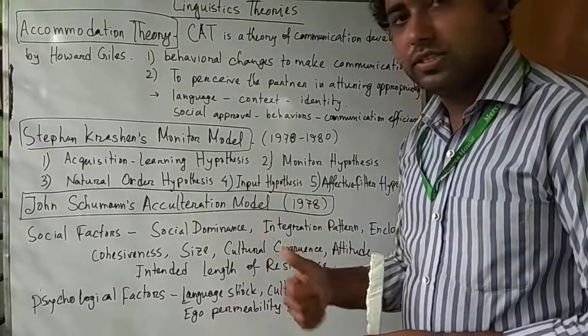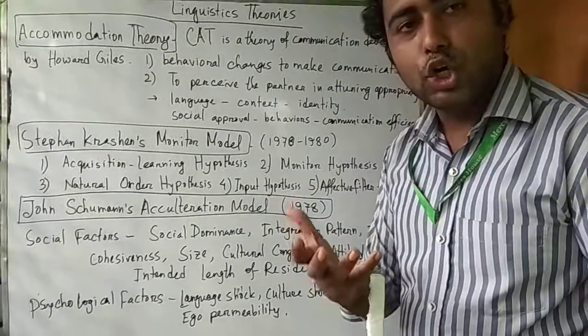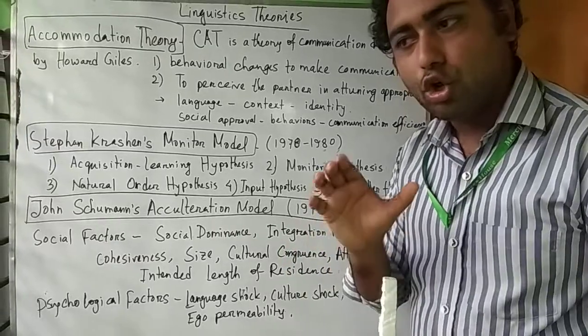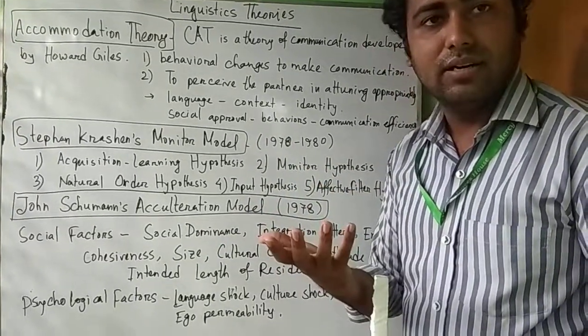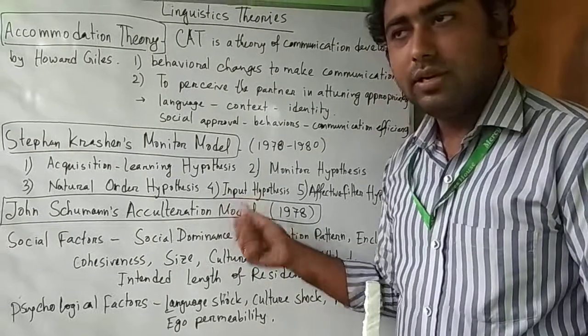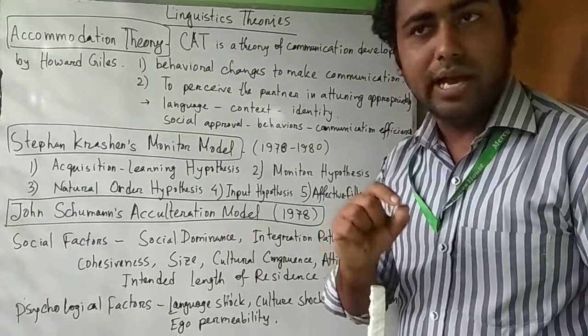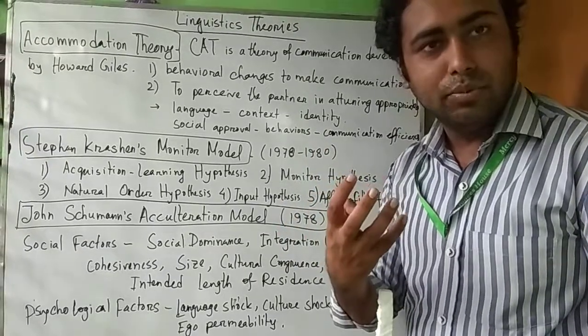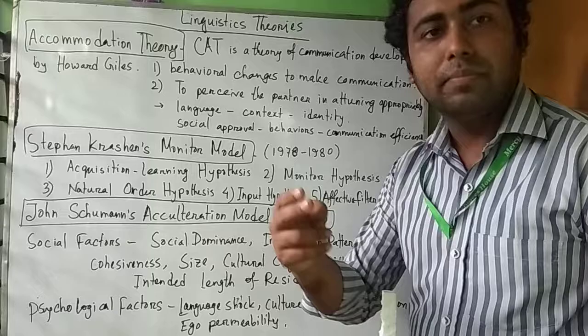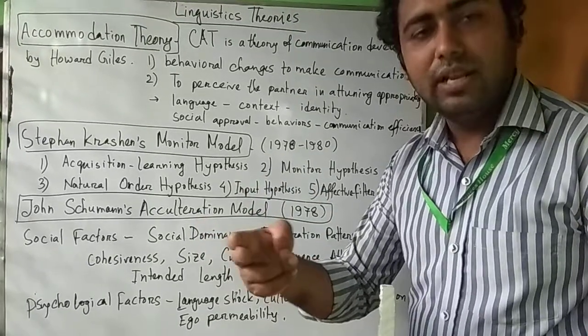Fourth one is the input hypothesis. When the language is not comprehensible, if there is no comprehensible input provided, the learner doesn't learn. So when the input is comprehensible, then it will be the I+1 theory. I means input plus 1. It means when the learner gets the input, he wants to learn one step further. So in this way he learns.